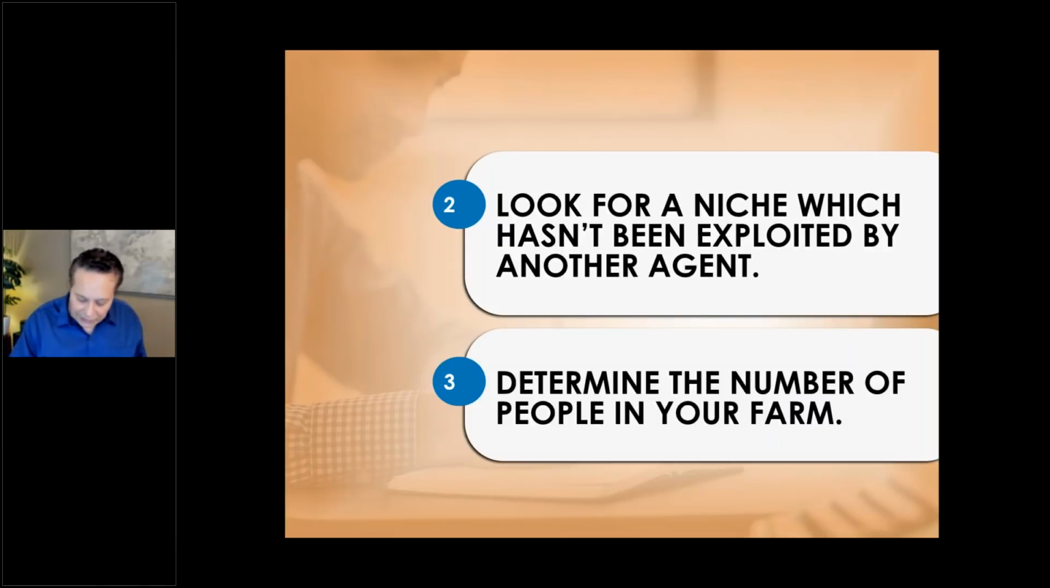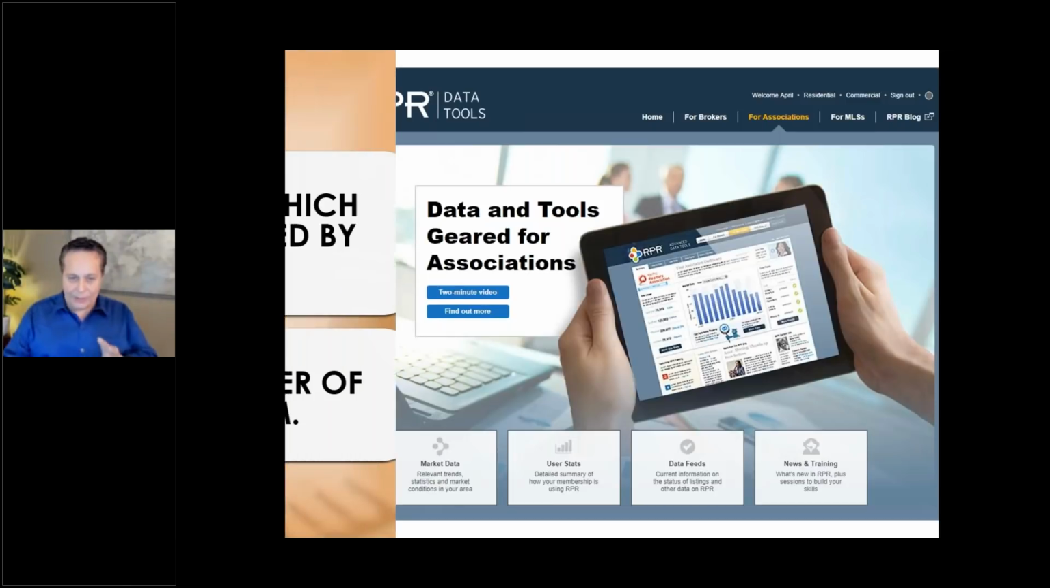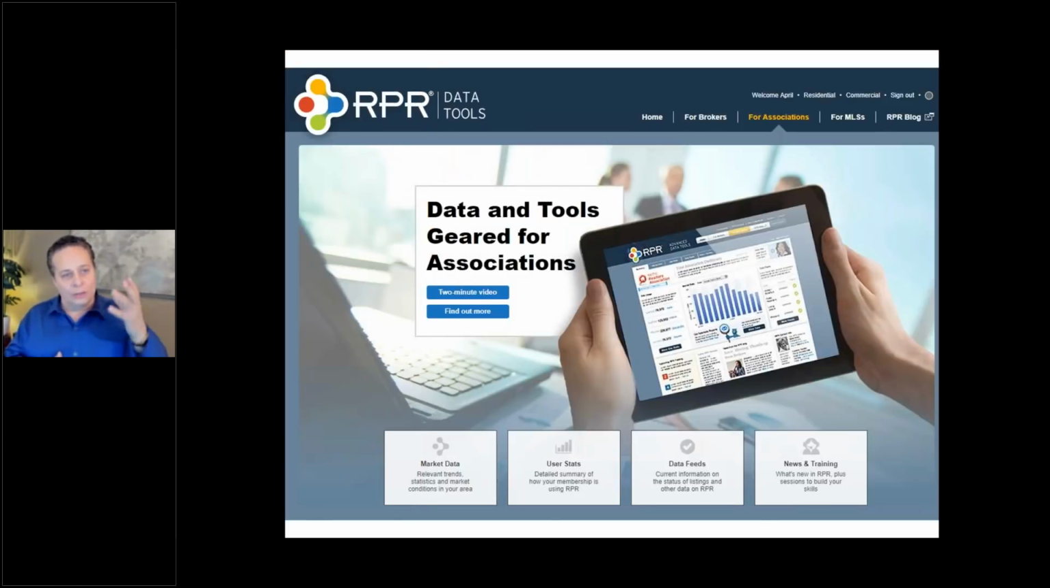The next is to determine the number of people in your farm area. One of the things you can use as a tool to help you with this, and a lot of you should be aware of, is RPR. It's a great service. A lot of associations are using it. If your association isn't, look into it. Let me give you an example. They have so much marketing data and stats throughout the country.